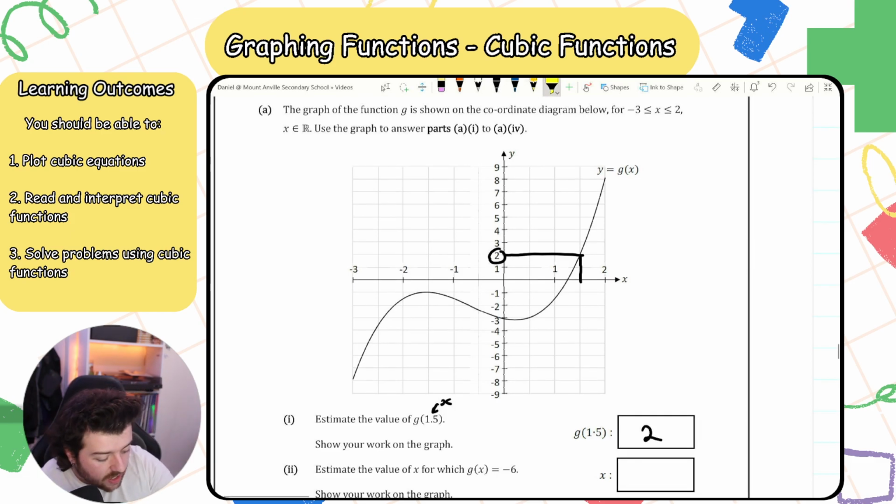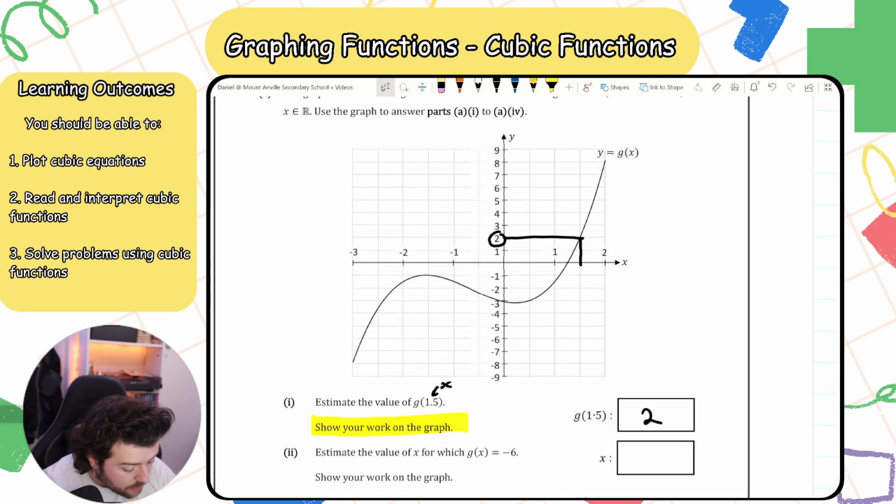And make sure, look, it says here, show your workings on your graph. So you could have typed that in your calculator, but it's asking us to show our workings. Estimate the value of x for which g of x equals minus 6. So again, look, g of x equals minus 6. So I'm not given an x value here. I am given my y value, because g of x is another way of saying y, right? So my output is equal to minus 6.